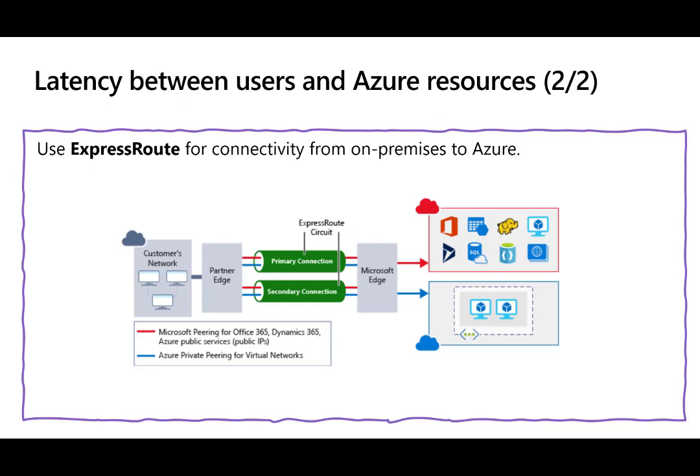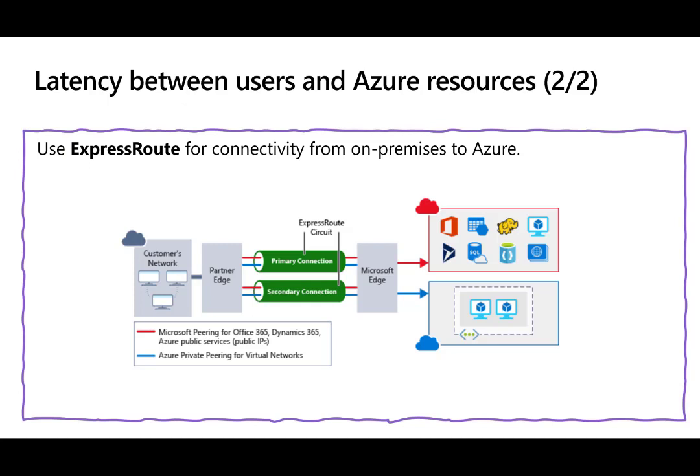And continuing the discussion, how do you handle latency between users and Azure resources? We now consider another scenario, the hybrid case, because we know that today many customers still have one leg in Azure and the other leg in their on-prem infrastructure, and we need network connectivity from on-prem to Azure. And how do you reduce the latency as a result of that?